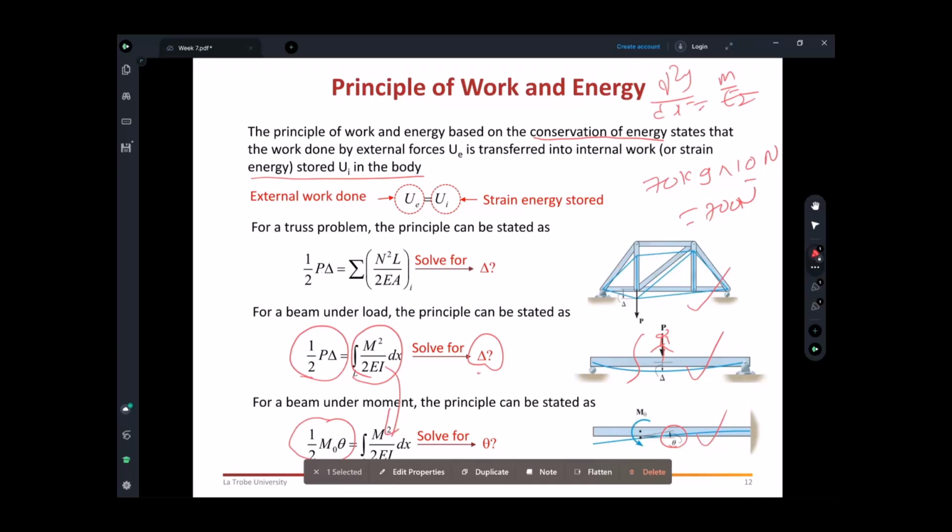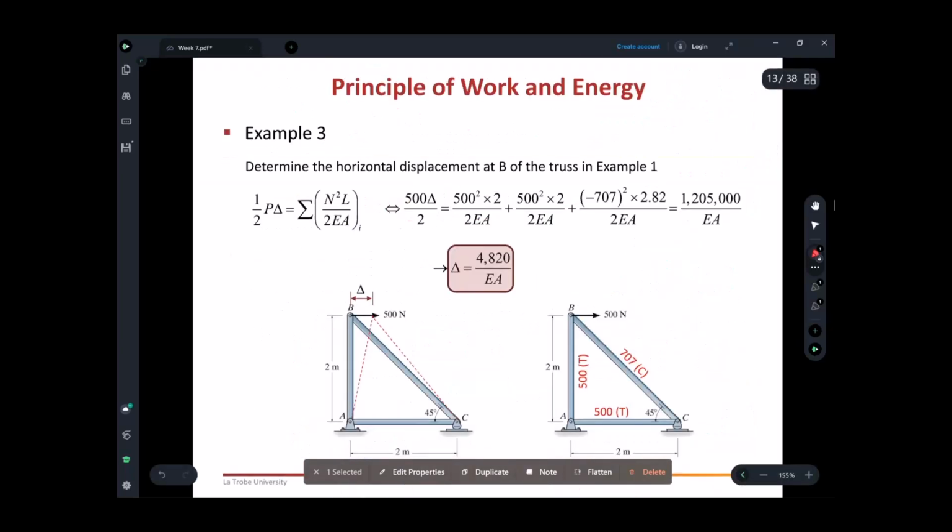So we can easily find the displacement using this energy conservation matter, but we have a problem. Let's just take an example and then we discuss the problem. So we have the same truss. You remember the truss that we took in example number 1. We have been asked to calculate this delta when someone is pulling by 500 newtons.